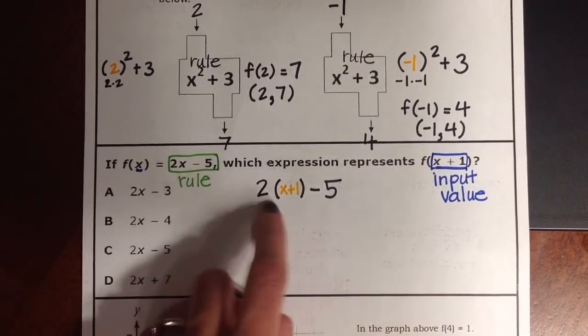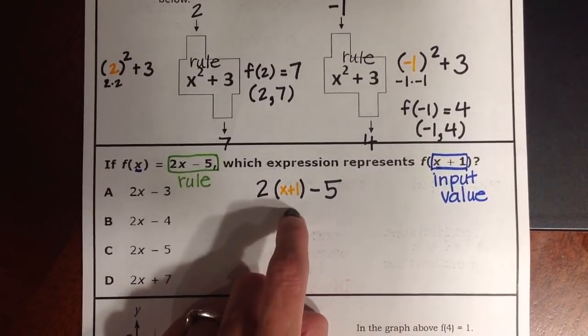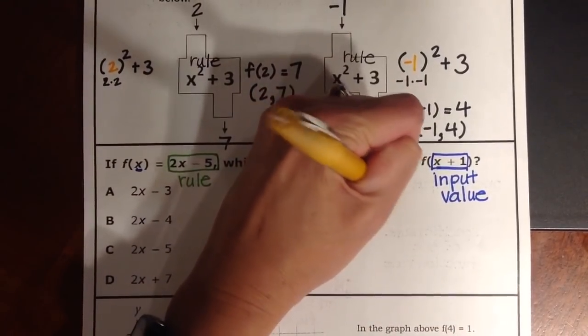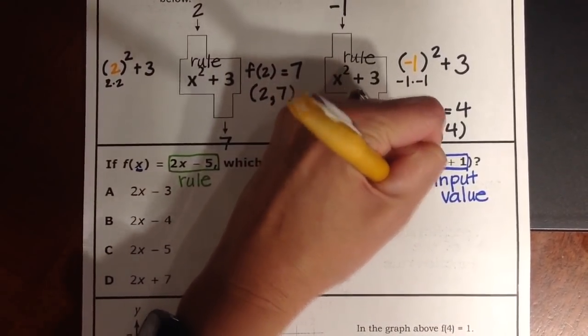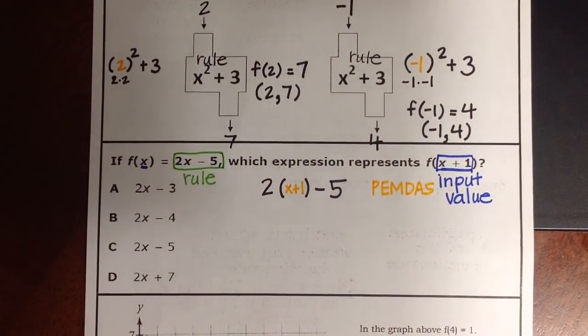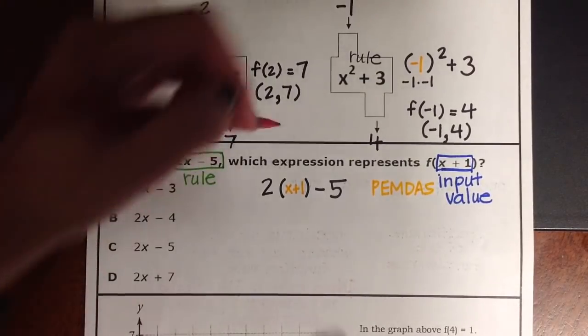Have we been told the value of x? No, we have not. So we're going to have to solve this problem using good old-fashioned PEMDAS, and we are going to have to use our operations to perform as much math as we can. Here's another clue that I am not going to get an actual number answer.